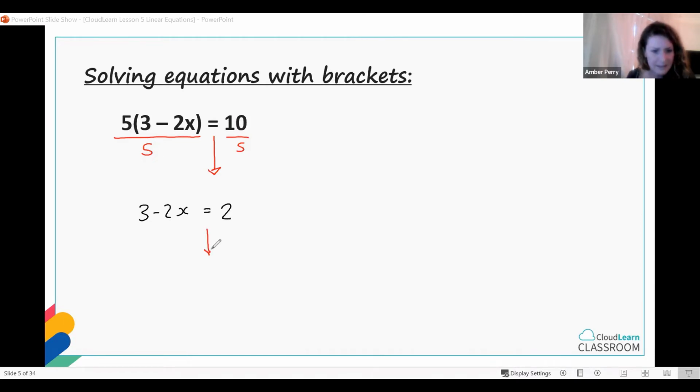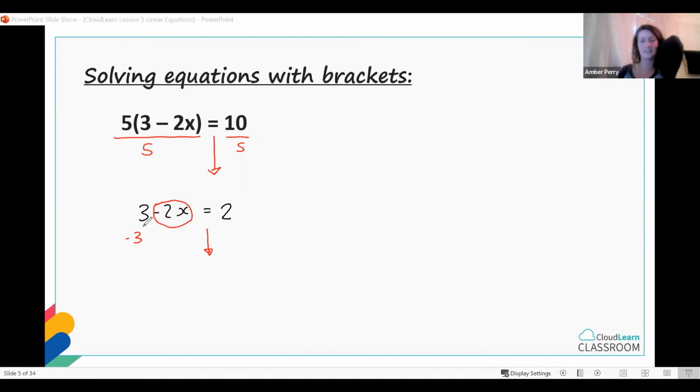And then my next step is going to be to subtract this 3. Now, this bit is something you have to be really careful with. When you minus this 3 away, because that's basically what we need to get rid of in order to get x by itself, we are not going to lose this negative sign here, okay? This negative sign belongs with the 2x. It does not belong with this 3.